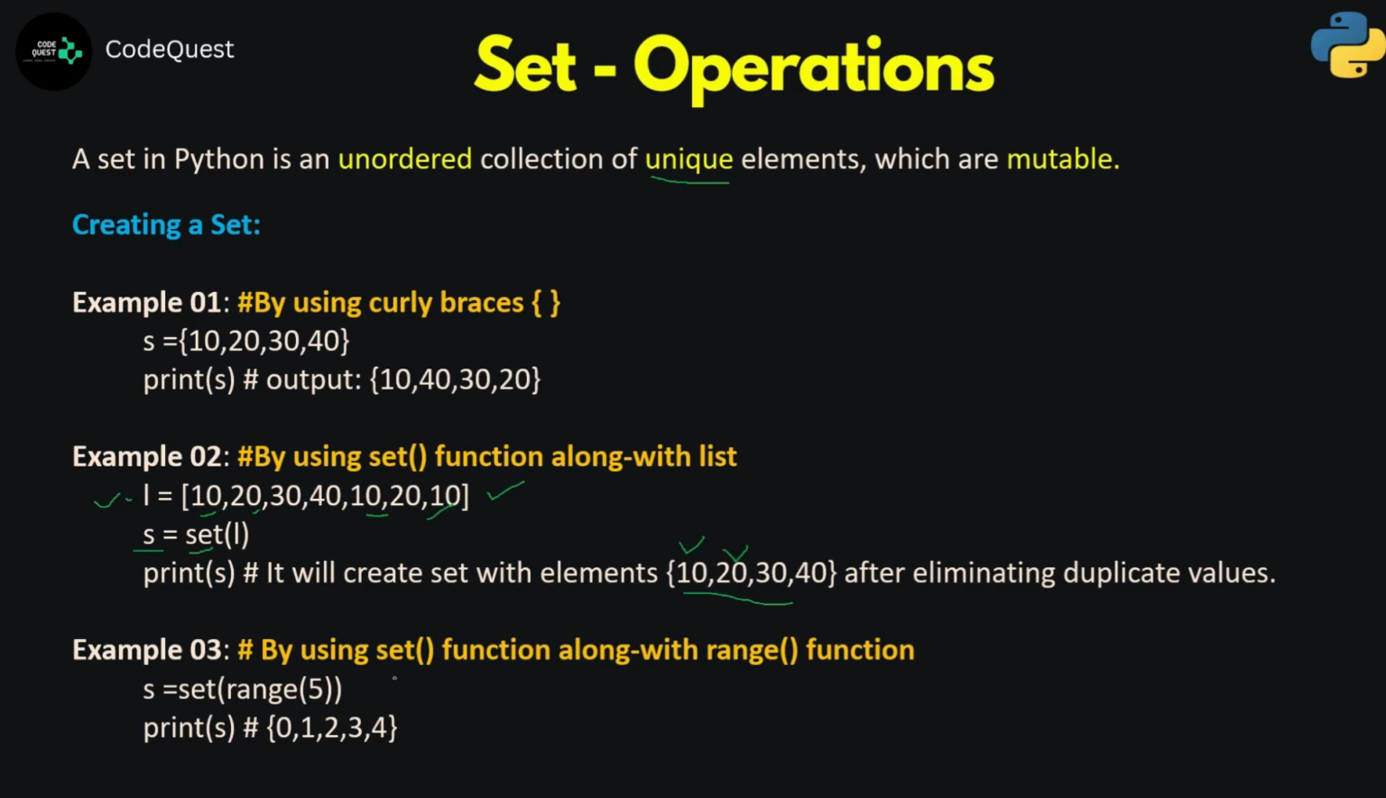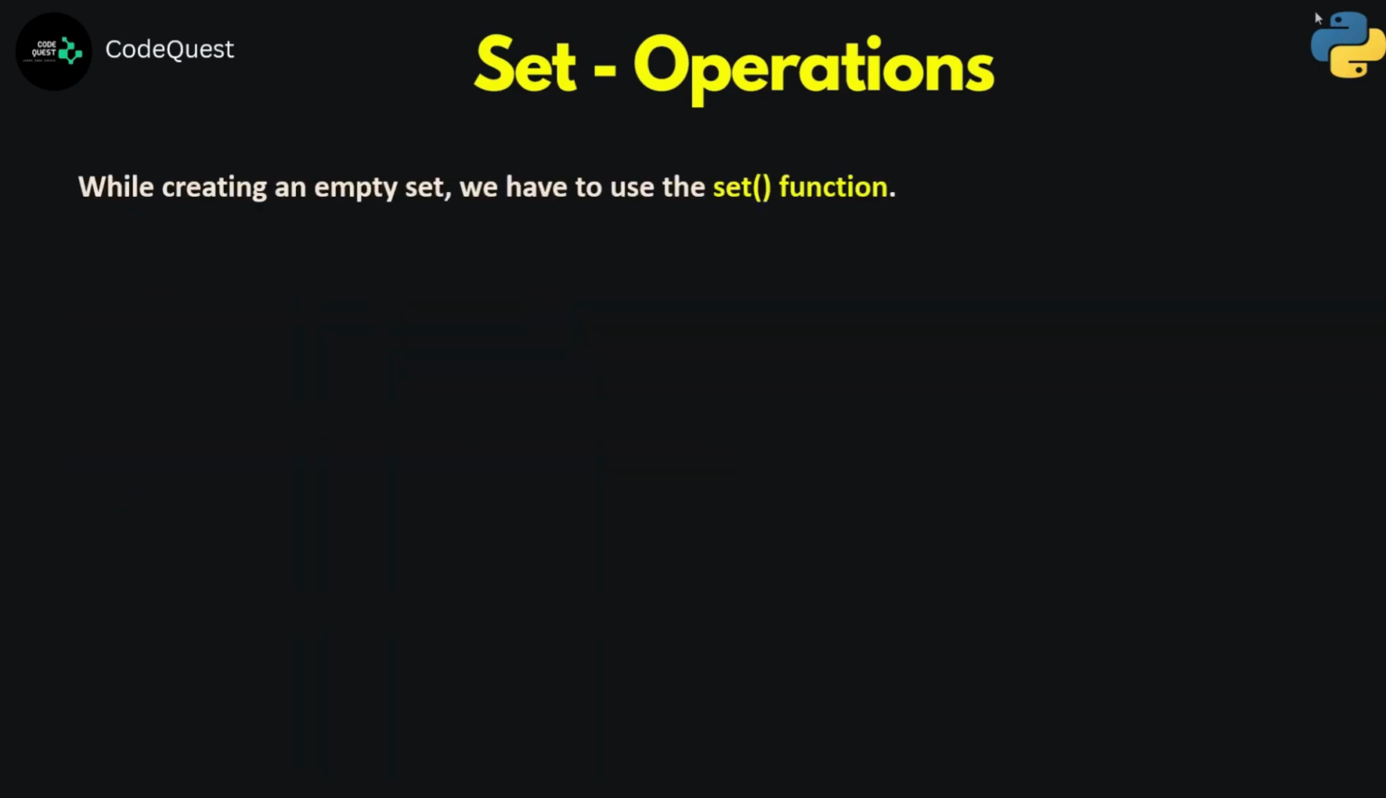Now the other way, where we use the set function again. This time we are taking the help of a range function. When I say range of 5, we know these are the values that are being created, 0 to 4. So my set is created with the values 0, 1, 2, 3 and 4.